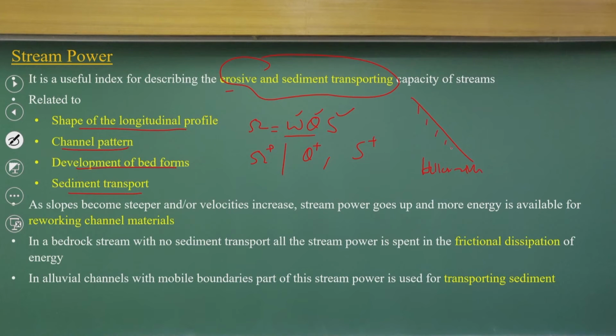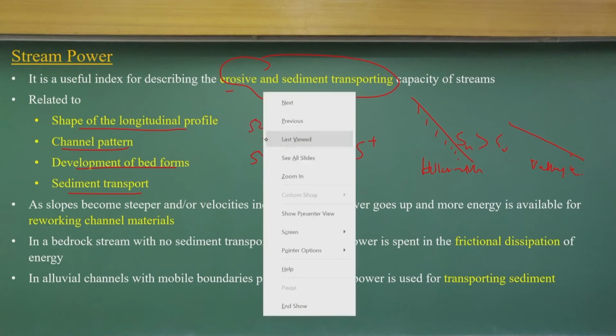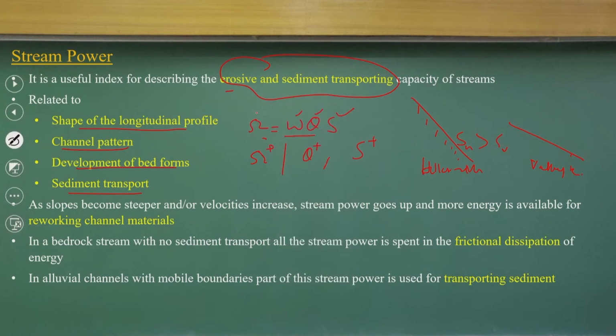A hilly river, which has more slope, has more stream power with the same discharge than if it flowed in a valley river, because the slope of the hilly area is larger than that of the valley area. The more the stream power, the more potential energy there is to be dissipated with a discharge Q. Similarly, the more the discharge, the more the stream power.